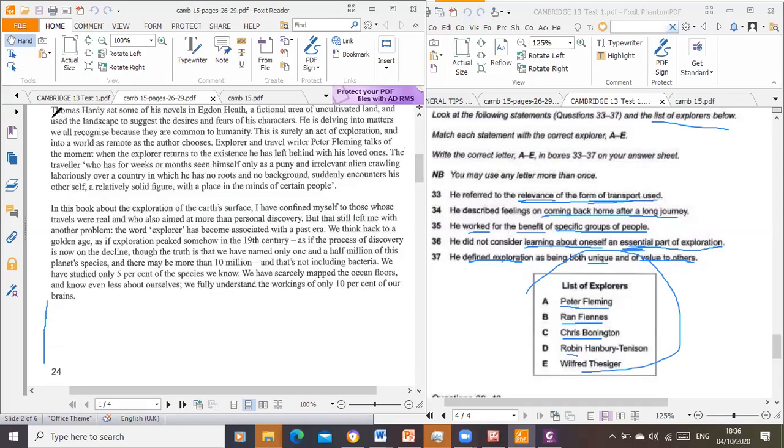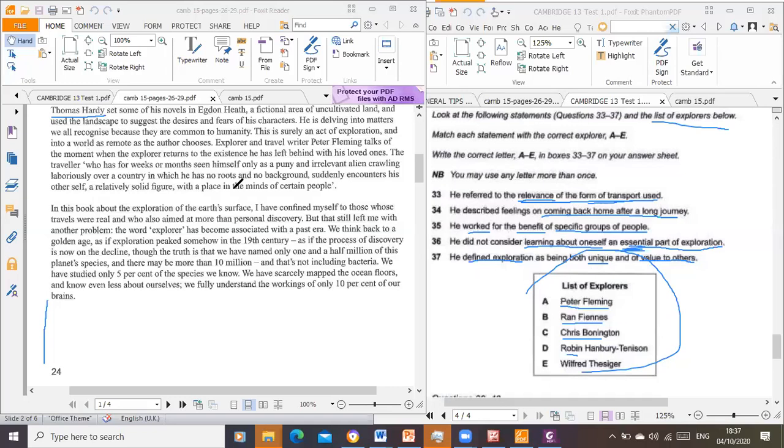Now we have a name, Thomas Hardy. He set some of his novels in Ogden Heath, a fictional area of uncultivated land, and used the landscape to suggest the desires and fears of his characters. He's delving into matters we all recognize because they are common to humanity. This is surely an act of exploration and into a world as remote as the author chooses. Explorer and writer.